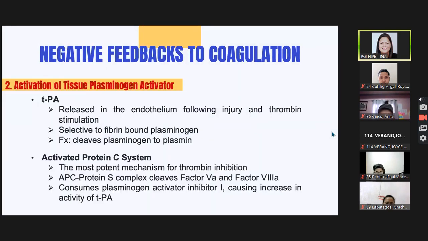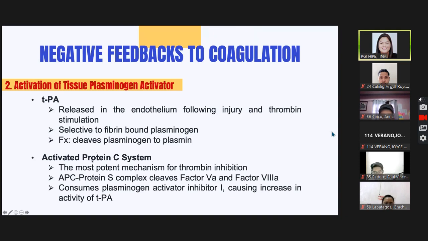Next is the activation of tissue plasminogen activator. Tissue plasminogen activator, or TPA, is released in the endothelium following injury and thrombin stimulation. This is actually selective to fibrin-bound plasminogen. The function of your TPA is that it cleaves plasminogen to plasmin, di ba? You need TPA in order for plasminogen to be cleaved to become plasmin.